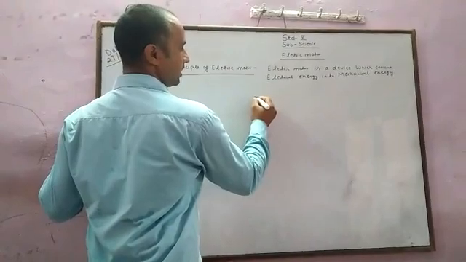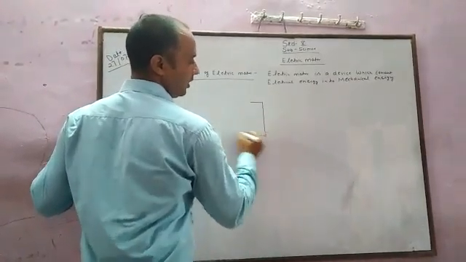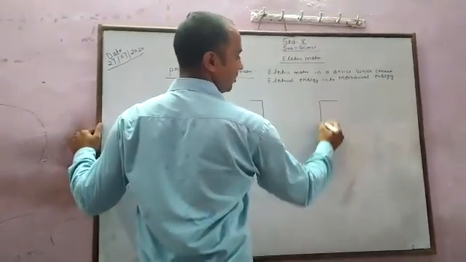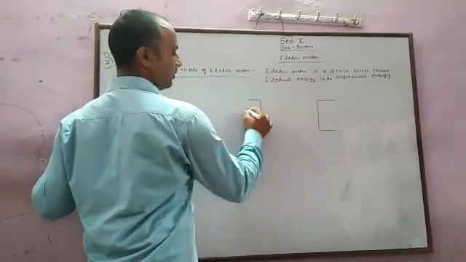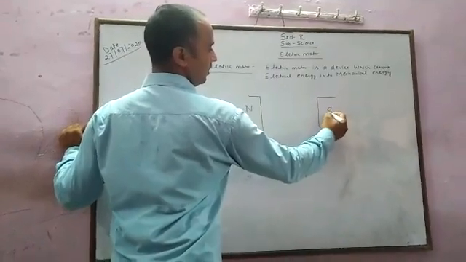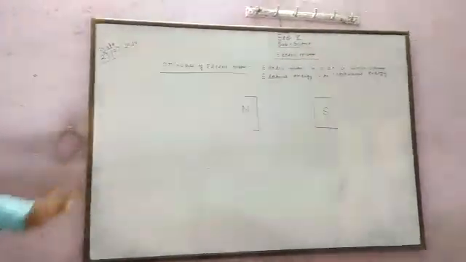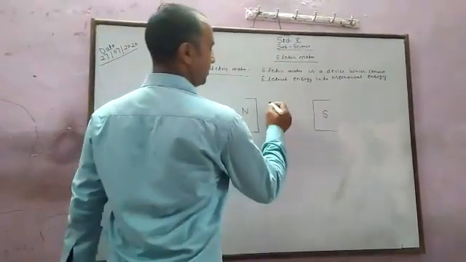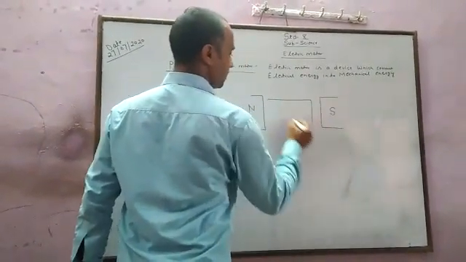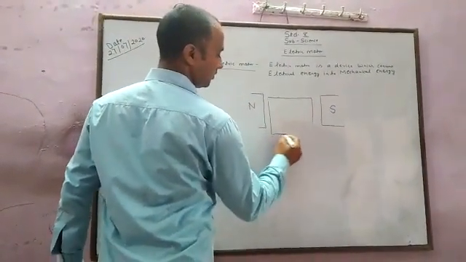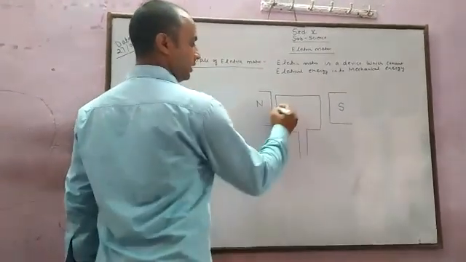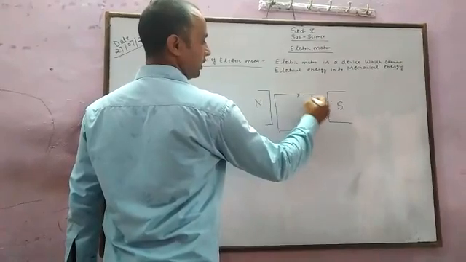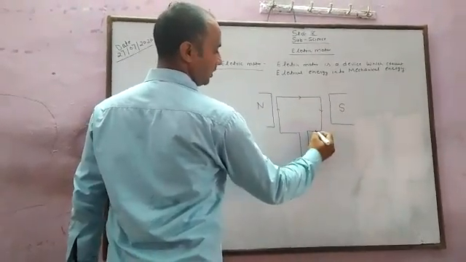What is the basic construction of the electric motor? We have two permanent magnets. First is the N pole and this is our S pole. And a basic coil is placed in between them. This is a coil which is placed between them. And the current is flowing in this current carrying loop.